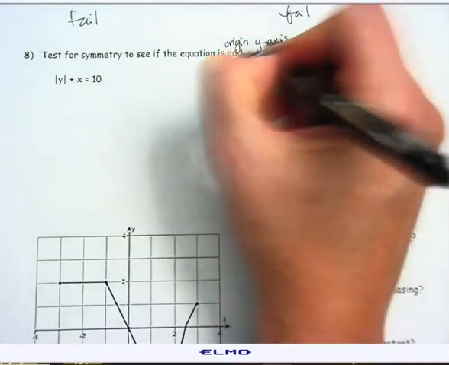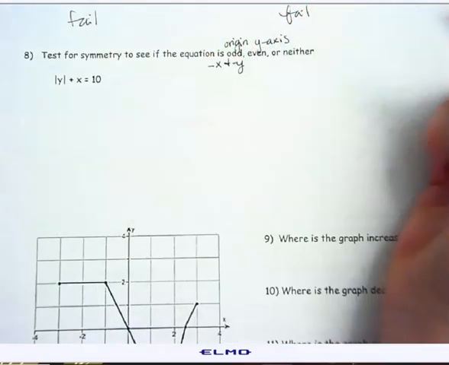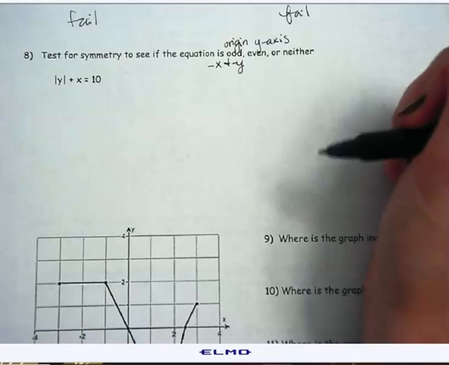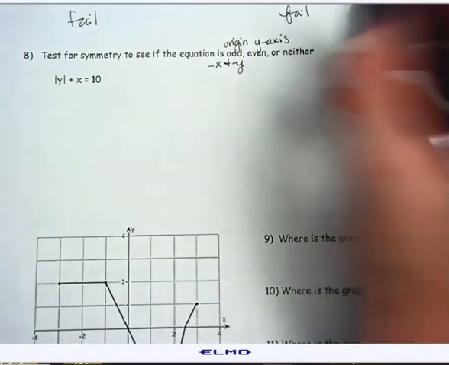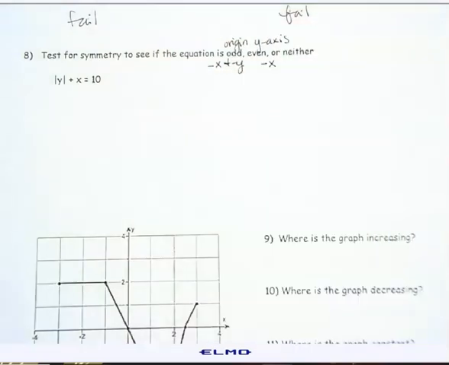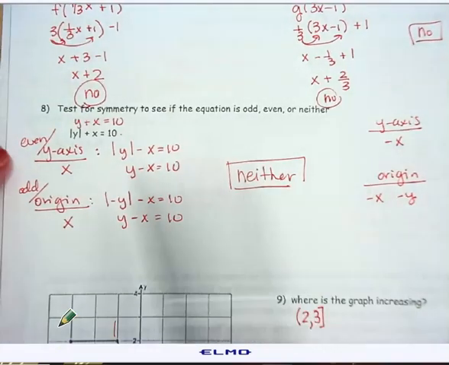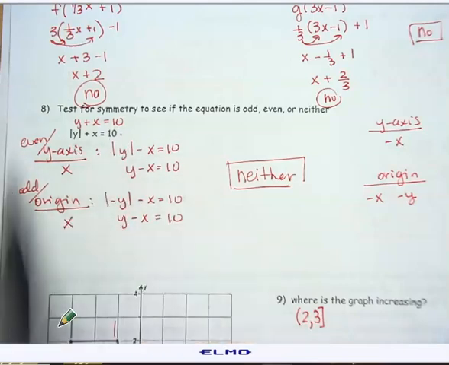So for the odd test, you're going to plug in negative x and negative y, simplify and see if it equals the original equation. For even, you're just going to plug in negative x only. All right, so here's my work from the key that I already have written. So a few things I want you to notice.